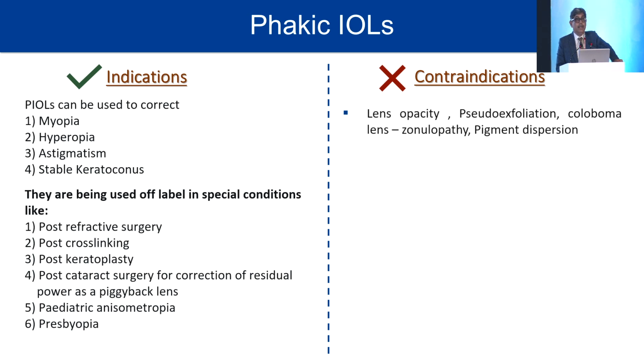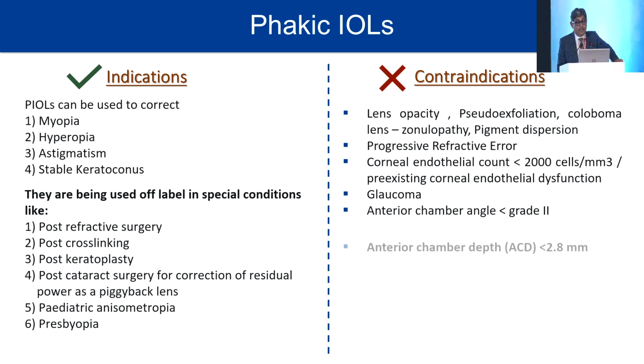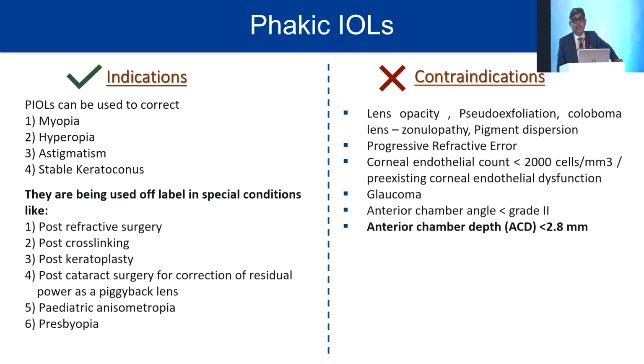presbyopia. The contraindications are the presence of any lens opacity, any pseudo-exfoliation, damage to the zonules, coloboma lens, zonulopathy, pigment dispersion, and if there is a progressive refractive error. Our corneal endothelial cell count should be more than 2,000 cells per cubic millimeter, and there should not be any pre-existing corneal endothelial dysfunction or dystrophy. And there should not be glaucoma, especially angle closure glaucoma. It is contraindicated in grade 2, less than grade 2 angles.